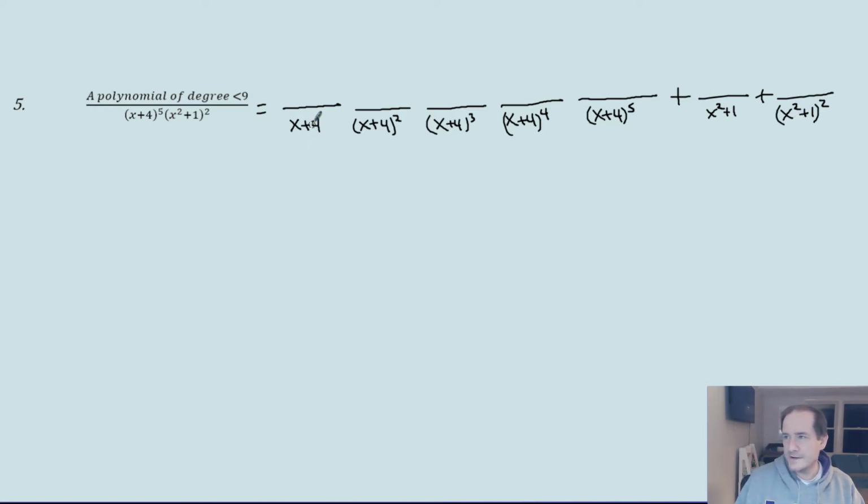And again, these guys are all linear, so you'll just go A, B, I need my plus signs. A, B, C, D, E. Then we get to the quadratic, so this will be Fx plus G. A, B, C, D, E, F, G, H, I. So Hx plus I.